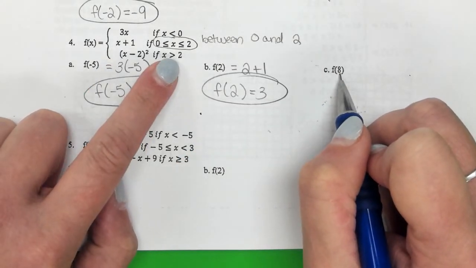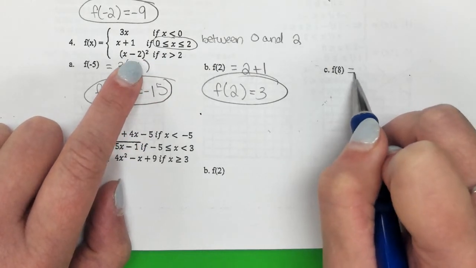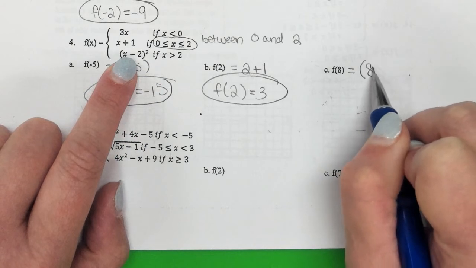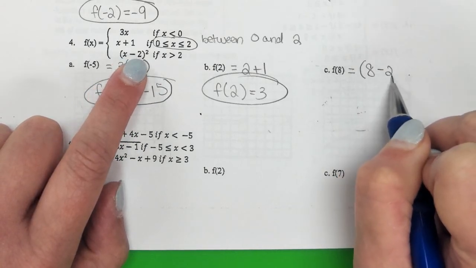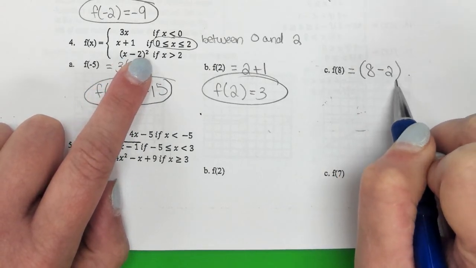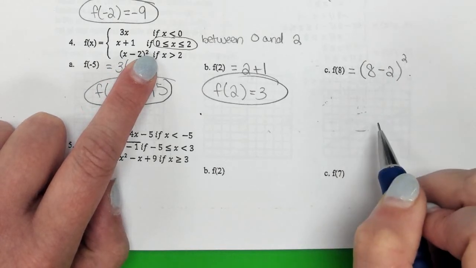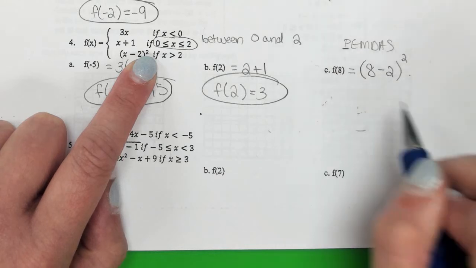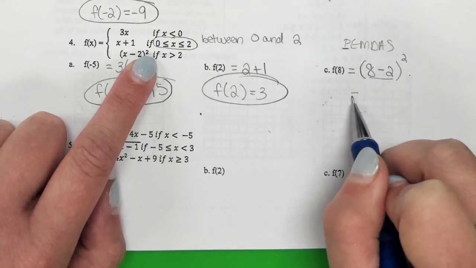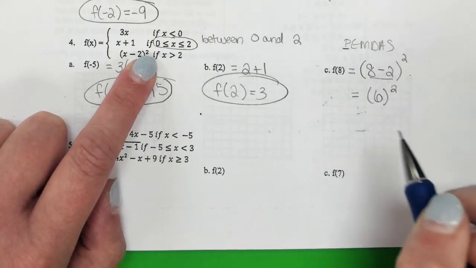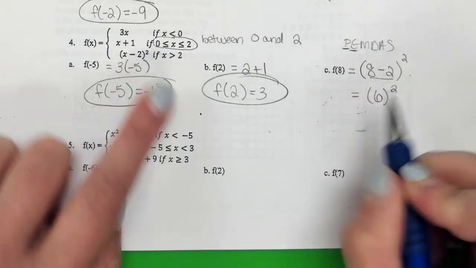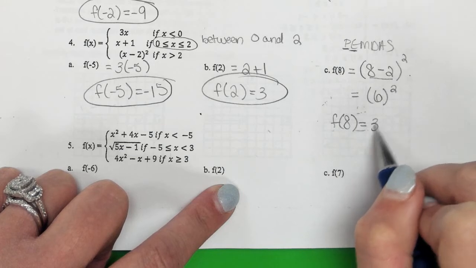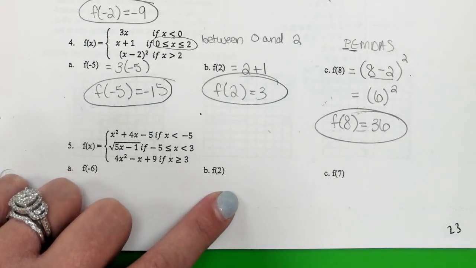All right, last one is 8. 8 is greater than 2, so you're going to plug it into this one. Now watch how that's written. It's written parentheses, then I'm not going to put x, I'm going to put 8, and then minus 2, close your parentheses, and then square it. PEMDAS said that we're going to do parentheses first. So that's 8 minus 2 first, which is 6. Then you do exponents. 6 squared is not 6 times 2. It's 6 times 6, which is 36.